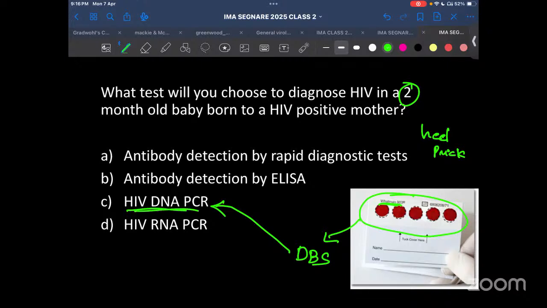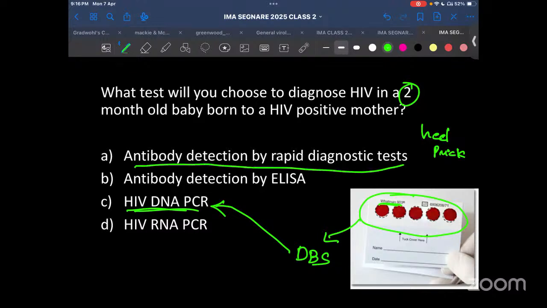HIV DNA PCR. See, you might think HIV is an RNA virus, which is a retrovirus. Where does this DNA come from? See, even though it is a retrovirus, it has an enzyme known as reverse transcriptase. So when it enters the cell, the RNA will get converted to DNA by the reverse transcriptase. So that DNA we are detecting. So if DNA is detected, that means infection is there. HIV DNA PCR is used for diagnosis of HIV in babies less than 6 months of age, okay, born to HIV positive mother.